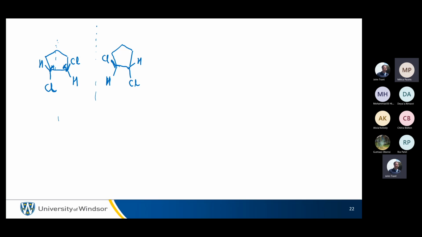Should there be hashed wedges and wedges going out of the plane? Yeah, I kind of have it drawn 2D. So what I can do is, instead of doing it the way I've done it, I can do it that way if you like. That makes sense.